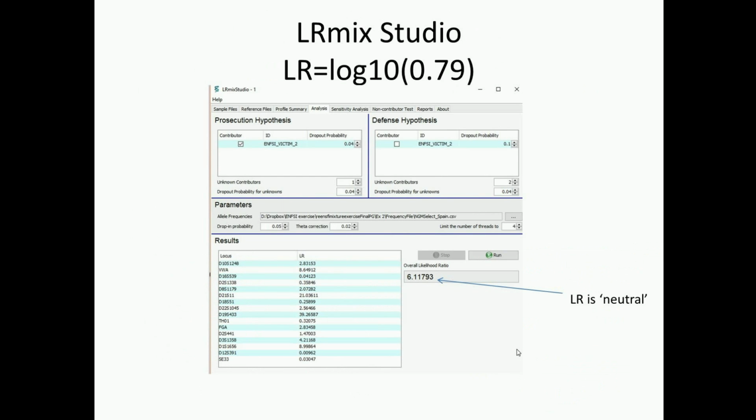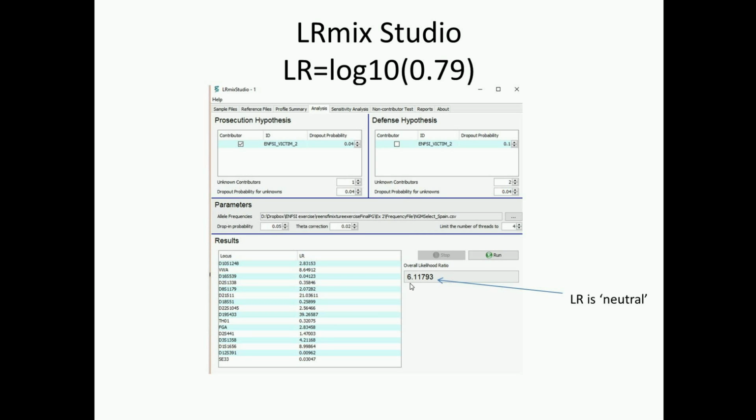Okay, now if we turn to the results of EuroForMix Studio, again we carry out exactly the same analysis. Under the prosecution hypothesis we have the victim and one unknown contributor, and two unknown contributors for the defence hypothesis, and this gives us a very low likelihood ratio, which is effectively neutral. It's just 6. Likelihood ratio is 6. So that is a very great difference between EuroForMix Studio and EFM.